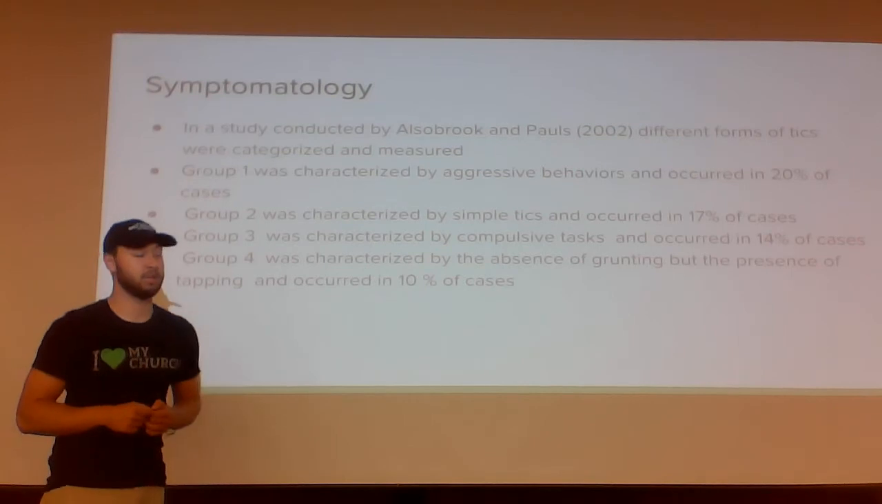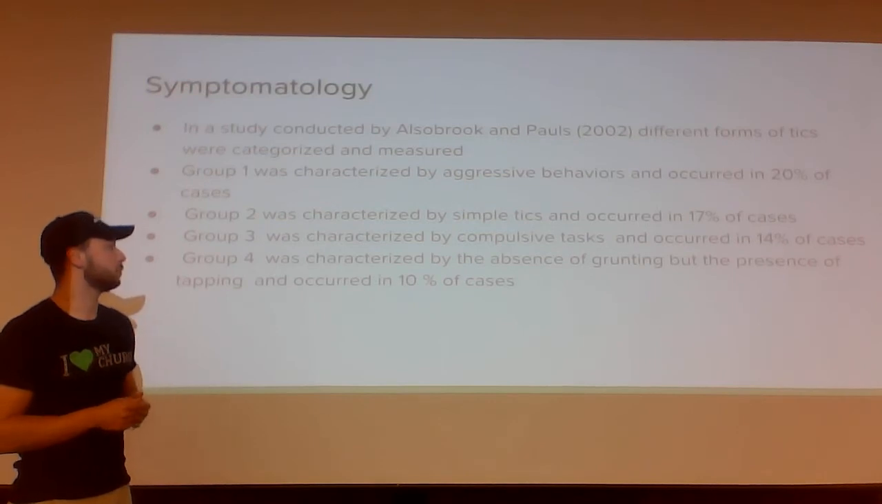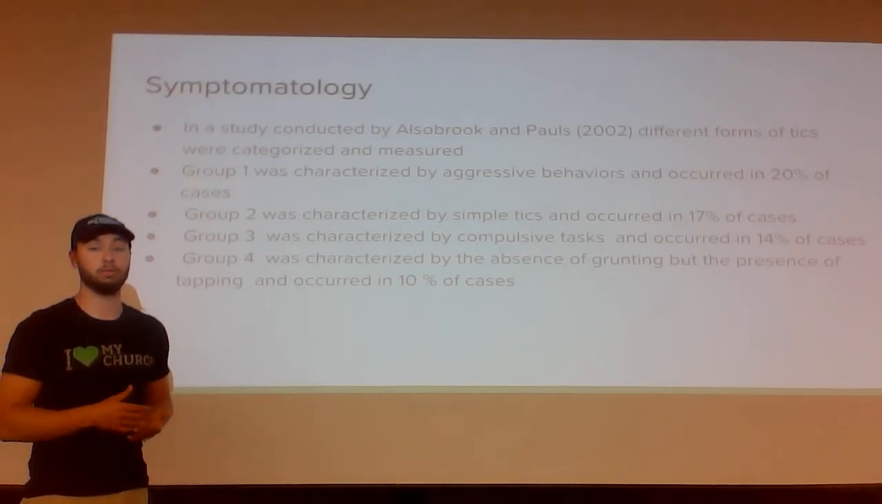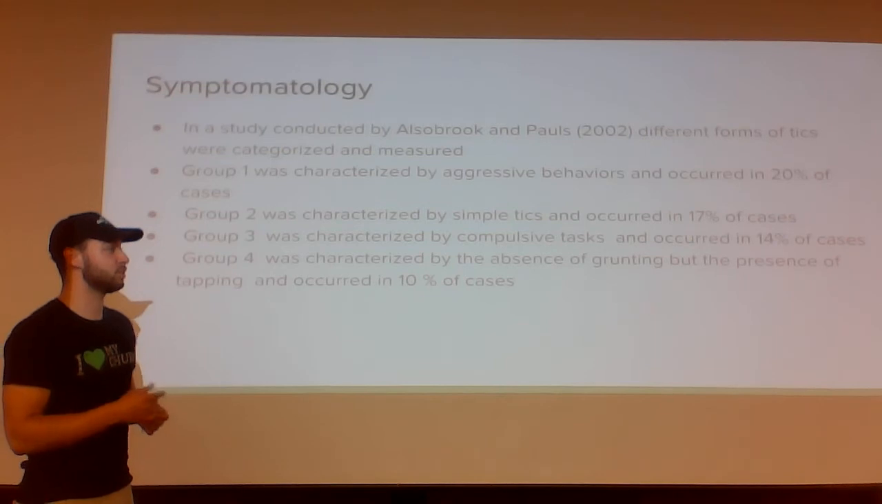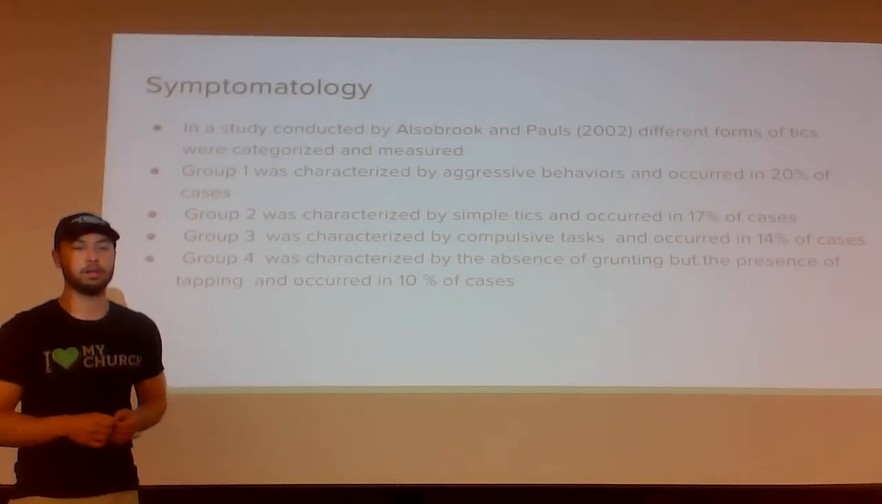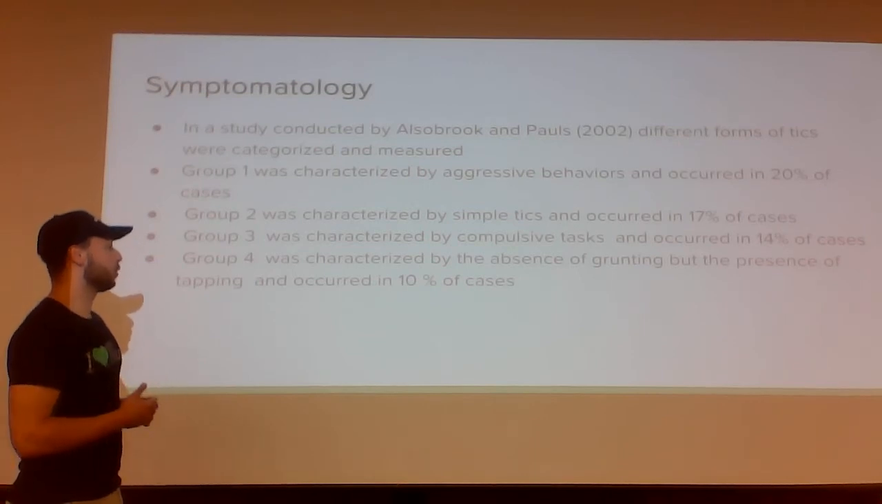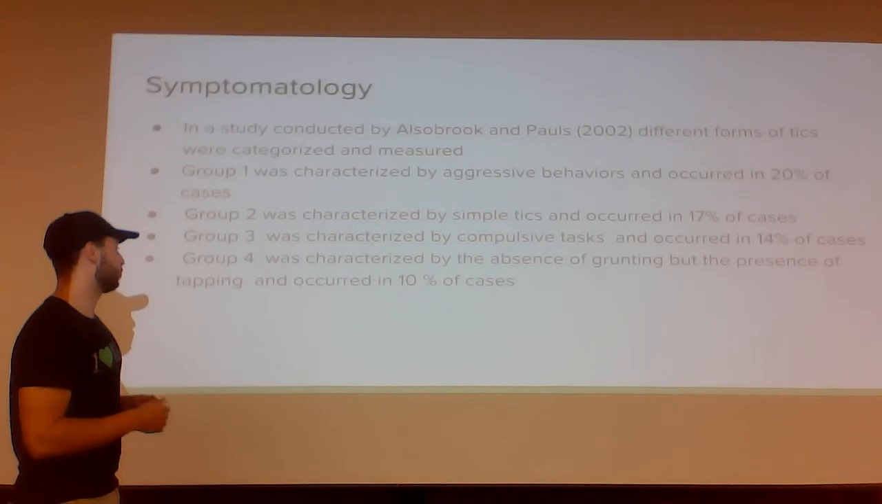In group two, it was characterized by simple tics. This occurred in 17% of cases that were studied in this particular study, and simple tics being things like grunting, very simple twitches, and not anything as major as group one had, for example. In group three, this was characterized by compulsive tasks, and this occurred in 14% of cases. And once again, these are very small things. For example, the compulsive need to touch an object repeatedly is something that was found in this particular group. And then finally, group four, which was the smallest major group that was found, this occurred in 10% of cases. And this was characterized, interestingly enough, by the absence of grunting, but the presence of tapping.